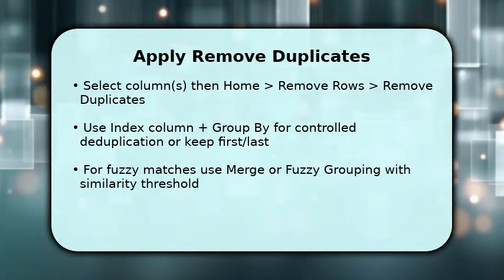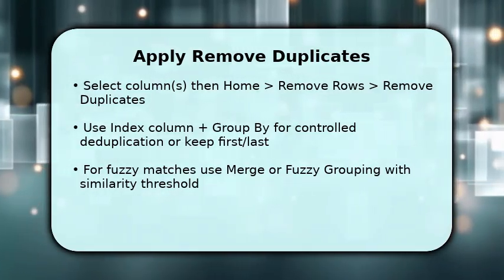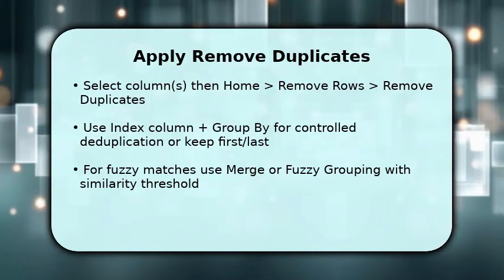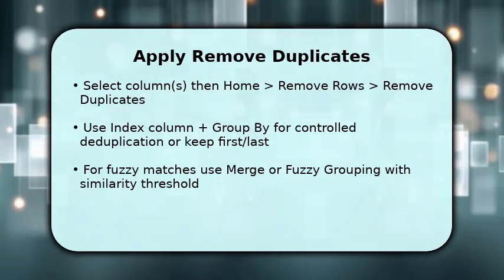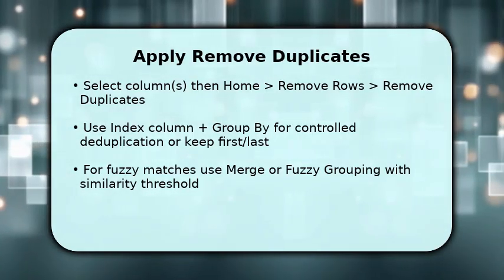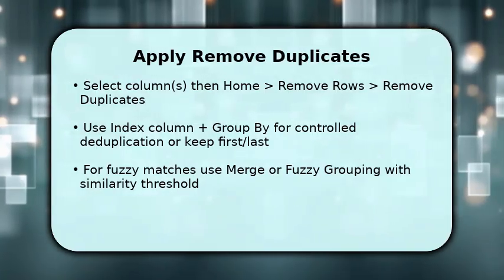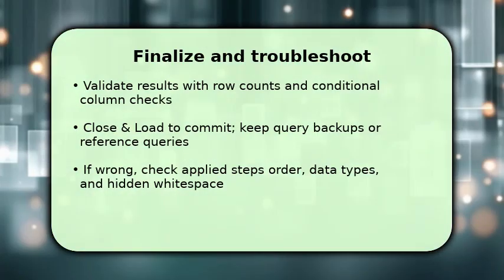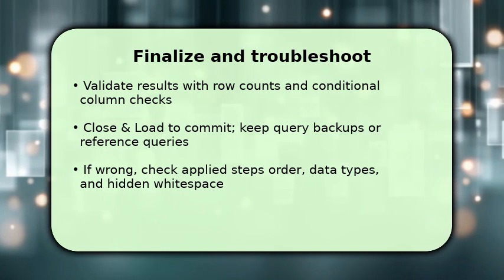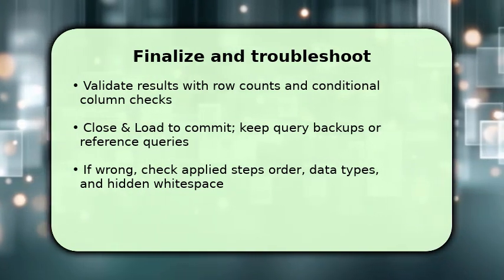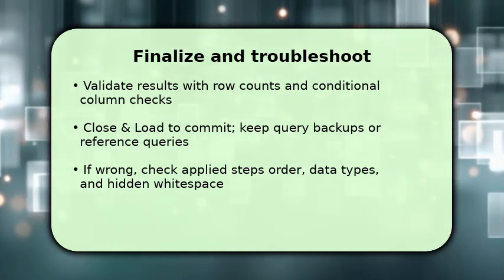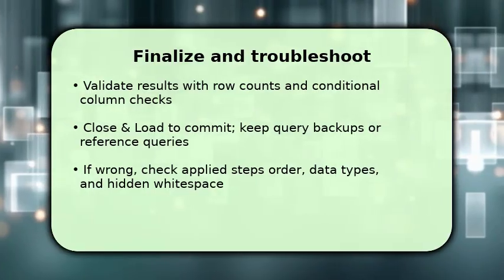For near duplicates, use merge with fuzzy matching or fuzzy grouping and adjust similarity. This helps when values vary by typos or punctuation. You finish by validating that row counts match expectations and adding conditional checks to ensure no key values were lost. Then close and load to push changes back to Excel or Power BI.